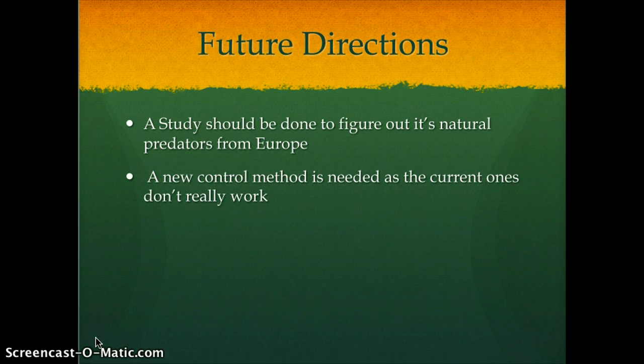In the future, I think a study should be done to figure out its natural predators from Europe. If an insect or something can be introduced that doesn't affect our native plants but can kill the buckthorn, that would be great. Also, I think that someone needs to develop a new control method because the current ones are either too expensive, too labor intensive, or simply don't work.